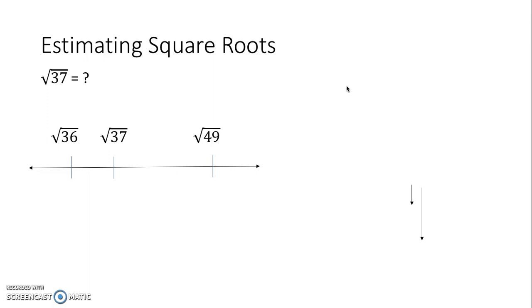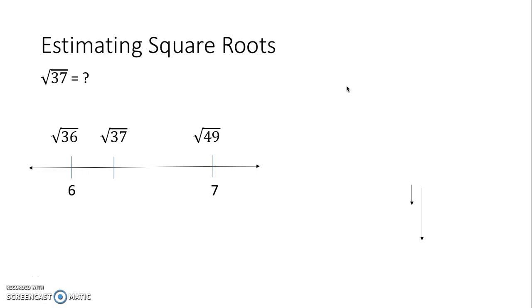Underneath the number line, we're going to write our whole numbers. The square root of 36 is equal to 6, and the square root of 49 is equal to 7. Because we know that the square root of 37 is in between 6 and 7, we know that 6 is going to be our whole number.